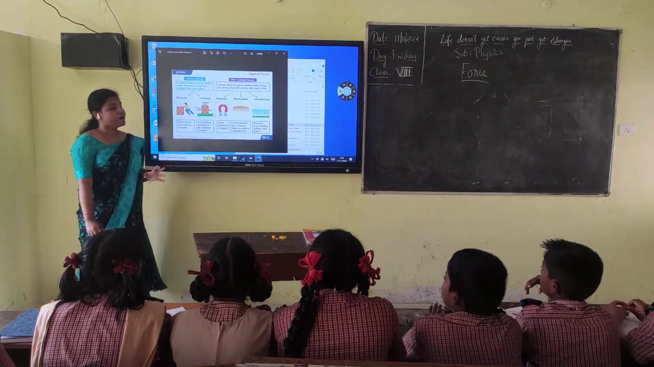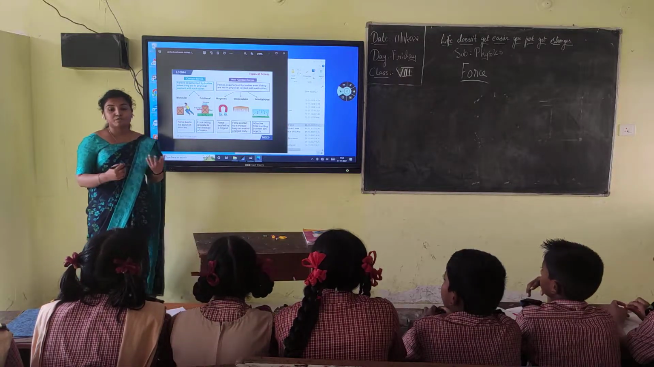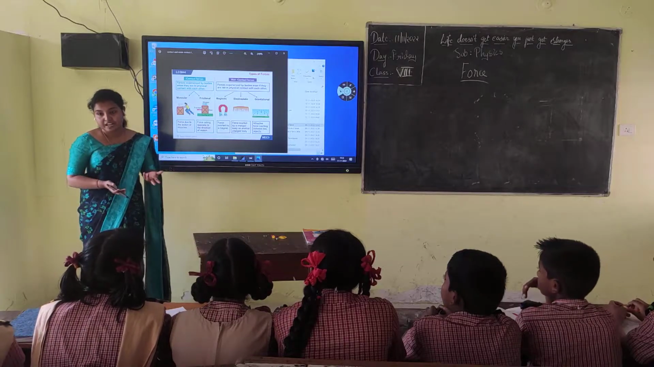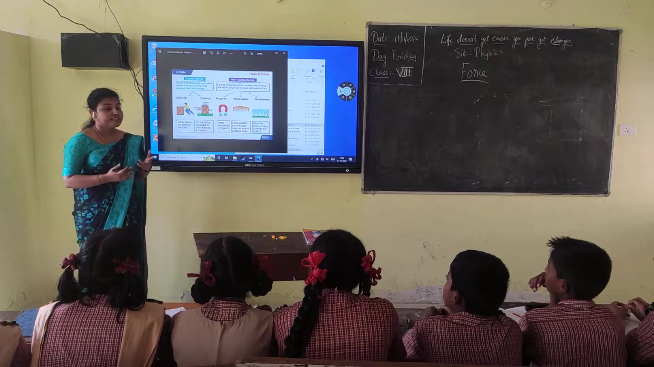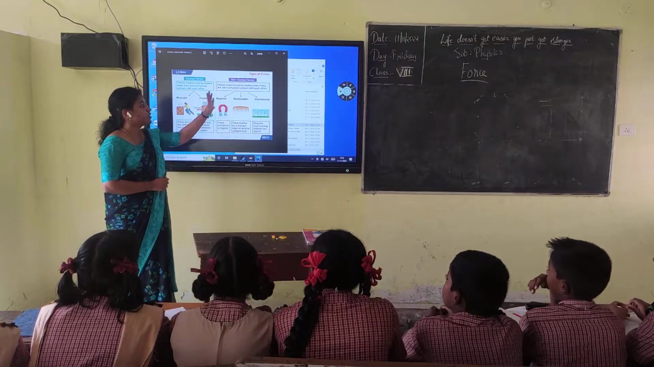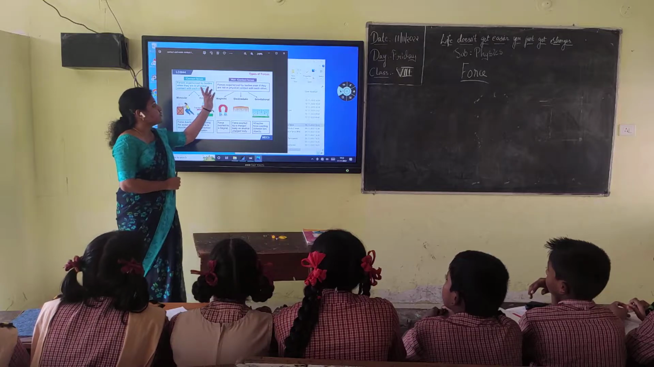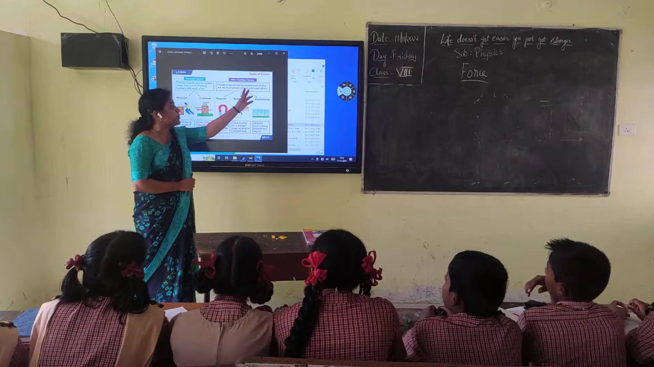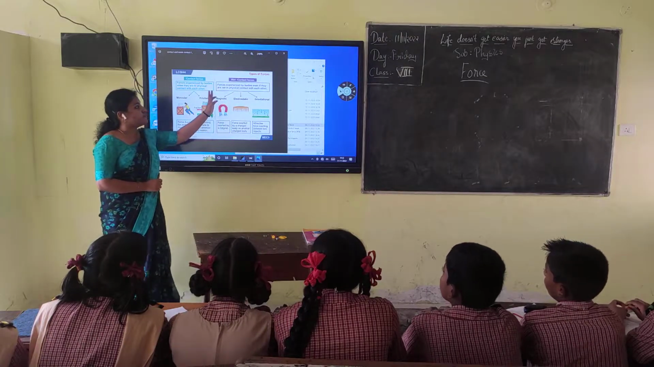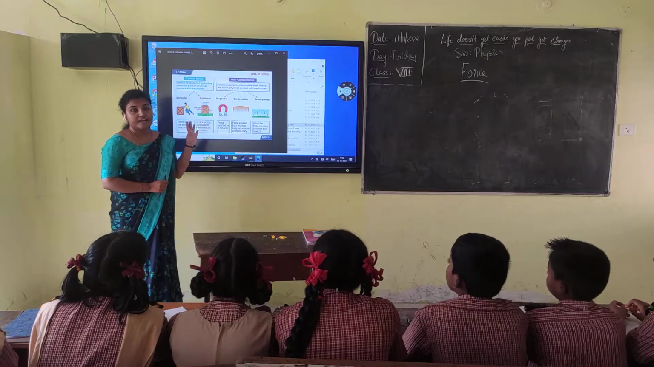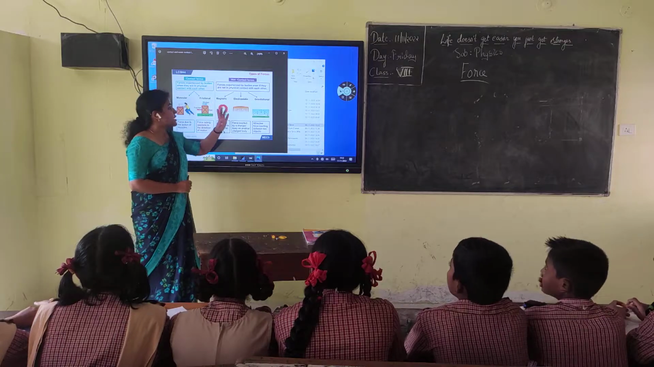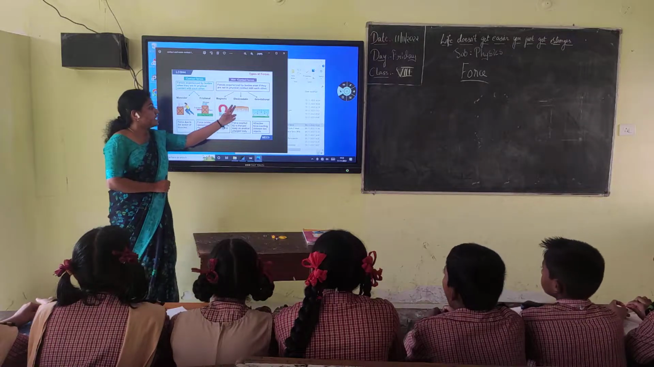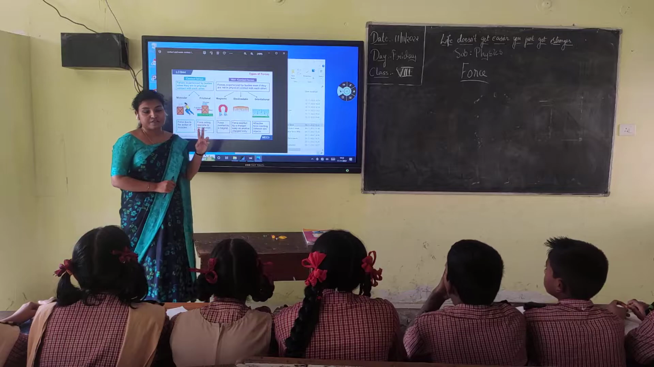Next one is non-contact force. Non-contact force means the force is exerted without any interaction. That type of force is called non-contact force. Here you can see, it is the force experienced by bodies even if they are not in physical contact with each other. Here are the examples. One is magnetic force, electrostatic force and gravitational force.